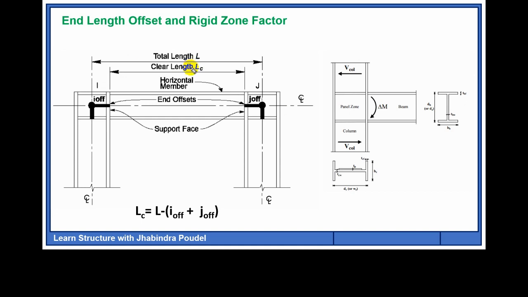If L is the total center-to-center length of the beam and column assembly, and LC is the clear length, then LC equals the total length minus the offset at I and the offset at J. It means LC equals L minus the summation of the offsets at both ends. And this offset lies in the panel zone of the beam-column assembly. This is the panel zone. The junction of the beam-column assembly is the panel zone in the structure.